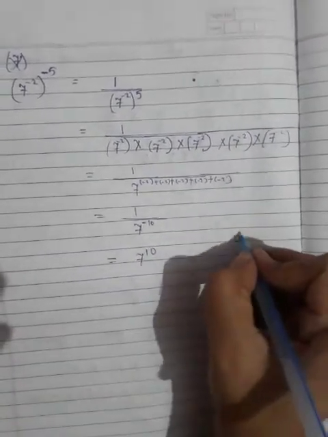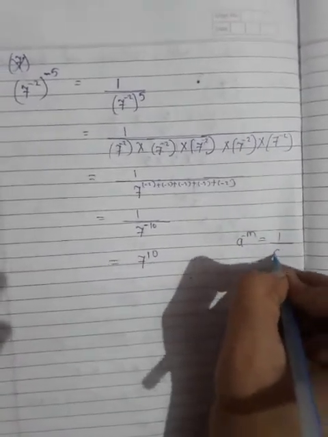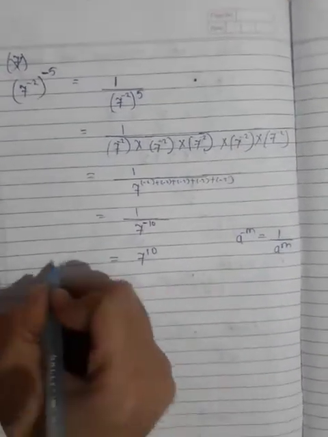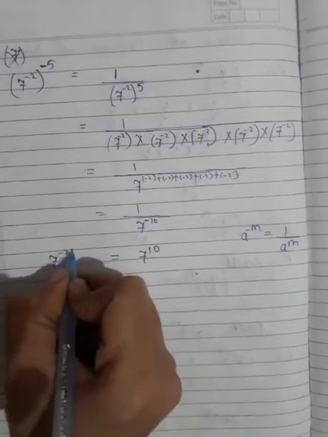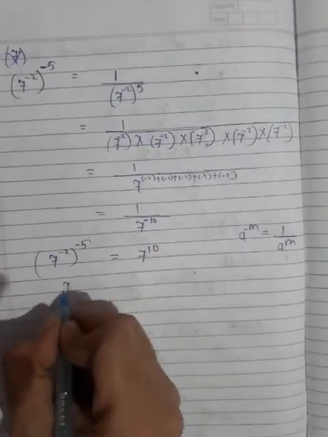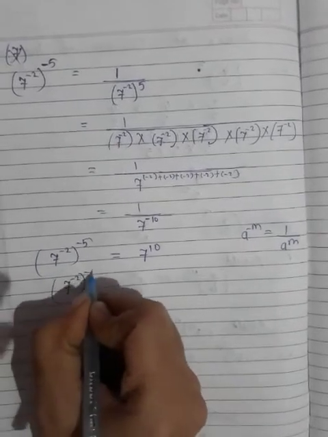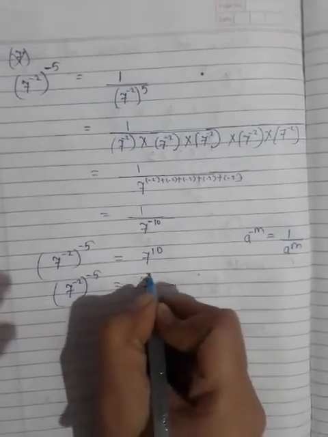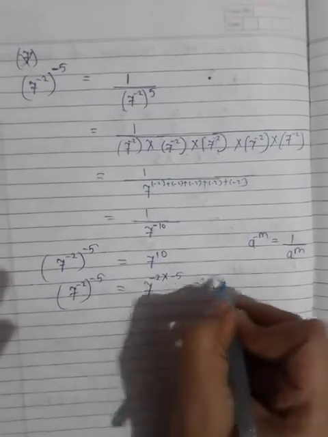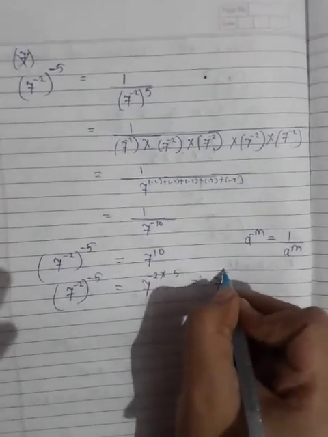We know this result: a raised to minus m is 1 upon a raised to m. So here see, 7 raised to minus 2 raised to minus 5. What did we get? 7 raised to 10. So 7 raised to minus 2 raised to minus 5 means 7 raised to minus 2 multiplied by minus 5, that is 7 raised to plus 10.